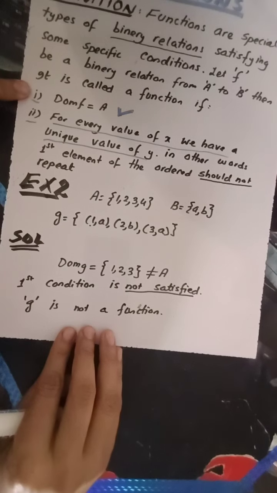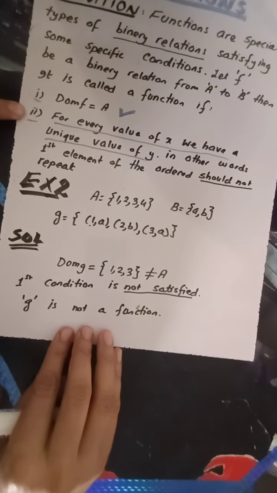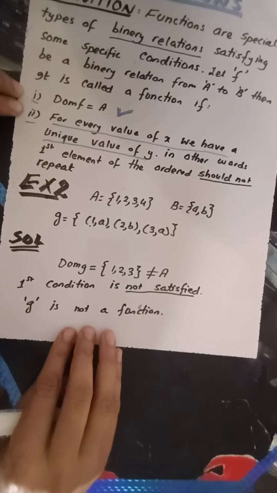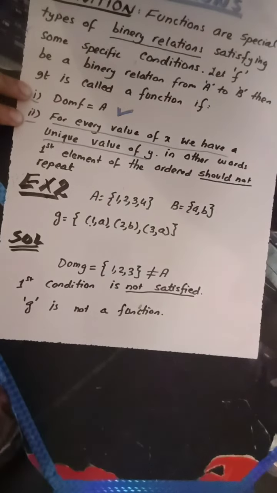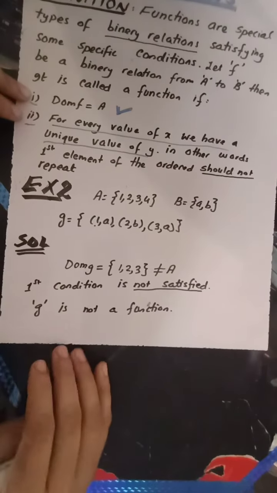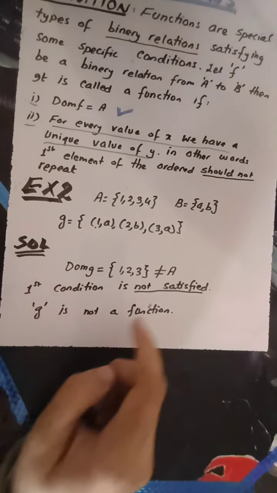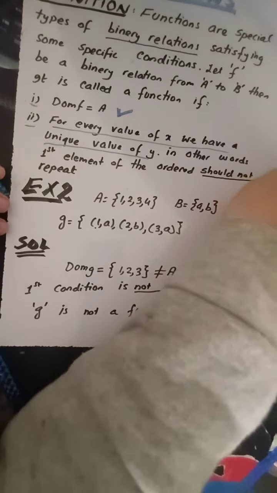So the first condition is not satisfied, so you don't need to check the second condition, because for a binary relation to be a function, both these conditions should be satisfied. If one of these conditions fails, then we say that the binary relation is not a function. So you don't need to go on to the second, because we already know that it is not a function. Okay, let us take one more example.